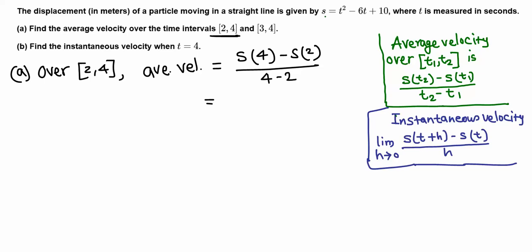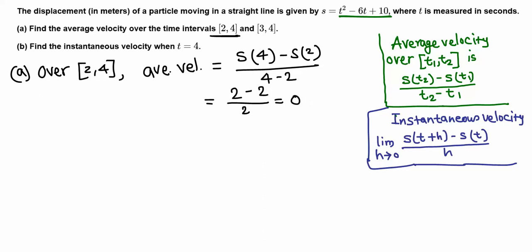Here is the displacement function. Okay, evaluate this at 4, just plug in 4 here. 4 square minus 6 times 4 plus 10. Okay, and use your calculator. That will be 2 minus s2. Evaluate this displacement one more time with 2, so plug in t equals 2 and you also get 2, over 4 minus 2 is 2. 2 minus 2 is 0, over 2 is 0. So the average velocity over this time interval 2, 4 is 0 meters per second.